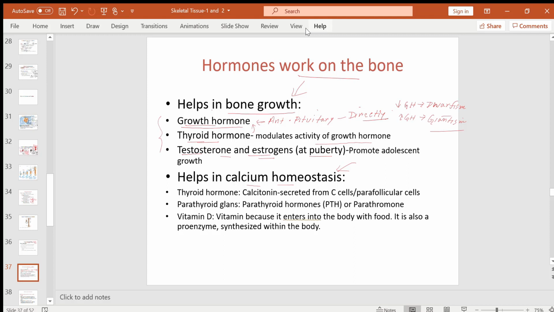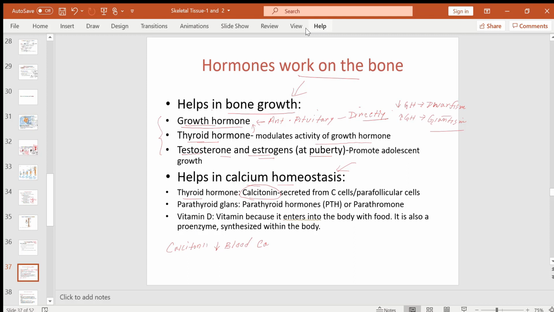Then which hormones help to regulate the calcium? A thyroid hormone that is called calcitonin. Calcitonin does what? Lowers the blood calcium. Calcitonin, okay, comes from the thyroid gland.